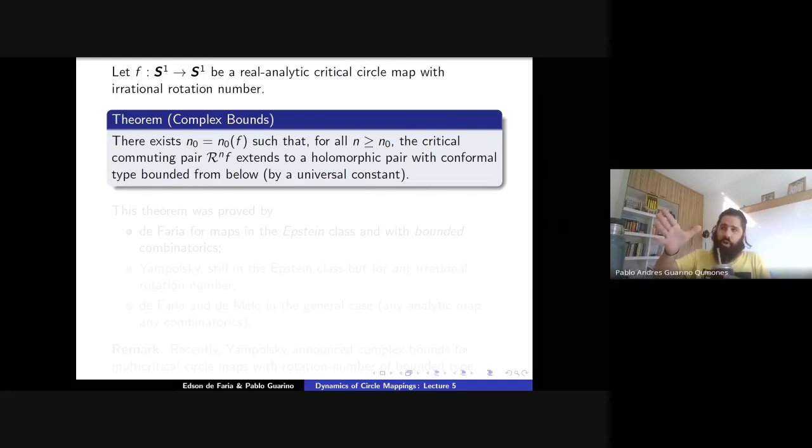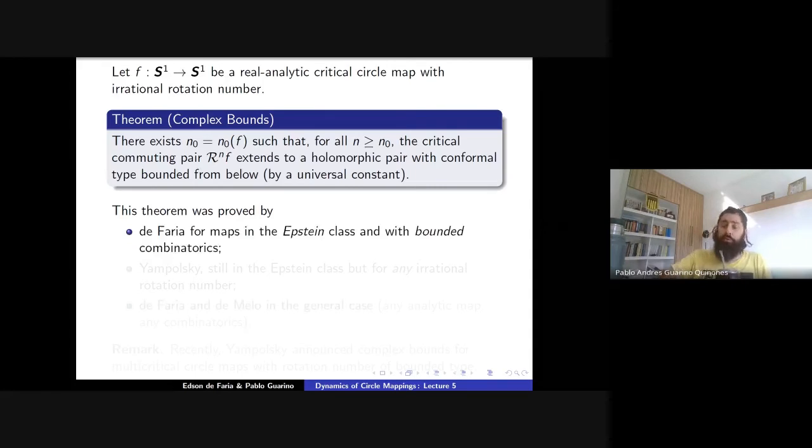So I want to focus on how you prove a statement like this, at least to give an idea of the tools and maybe a sketch of the proof. Let me give you some history before getting to the mathematics. This statement has some history. It was first proved by Edson in his PhD thesis, again, with two conditions that are not in this statement. The first condition is that not only were your critical circle maps analytic, but they were in the Epstein class.